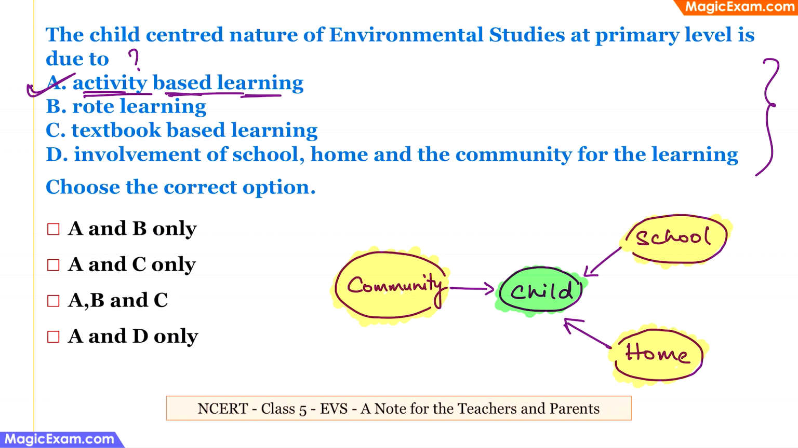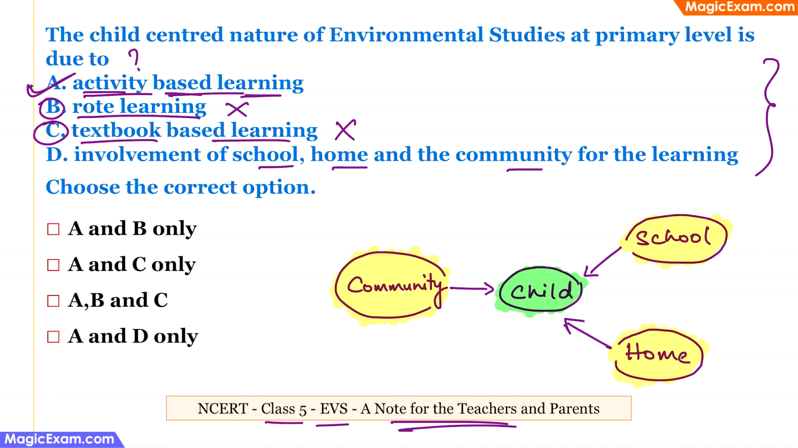Now, if you look at what has been given in the class 5 EVS textbook, a note for teachers and parents, it specifically says that rote learning, that is just memorization without understanding the concept or understanding the subject, is discouraged. Therefore, this is incorrect. Next, textbook based learning. This is also incorrect because what is specifically written in the EVS syllabus document and in the introduction part of all the textbooks is that textbook is not the only source of information or the only source of learning for children. So children can be taught through the teachers, through the parents, through the community. Therefore, there are multiple sources of knowledge for the children, not just textbooks. Therefore, C is incorrect. The last one, involvement of the school, home and community for the learning.